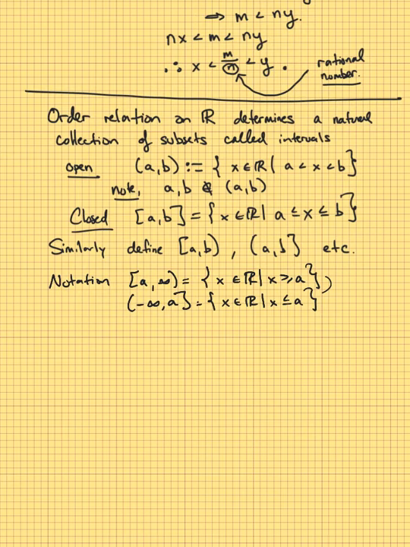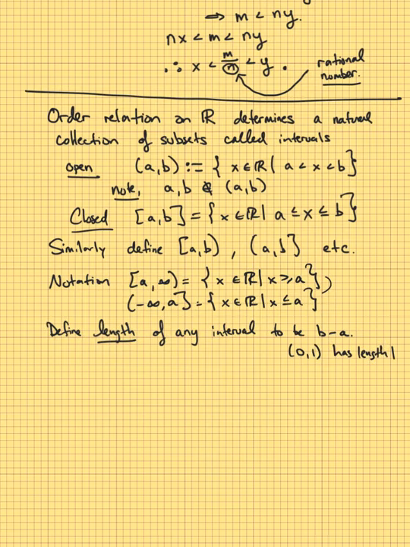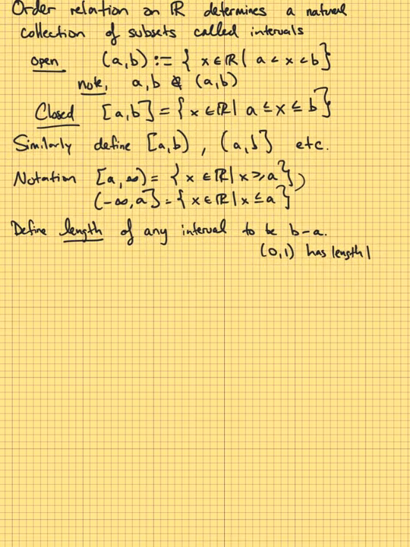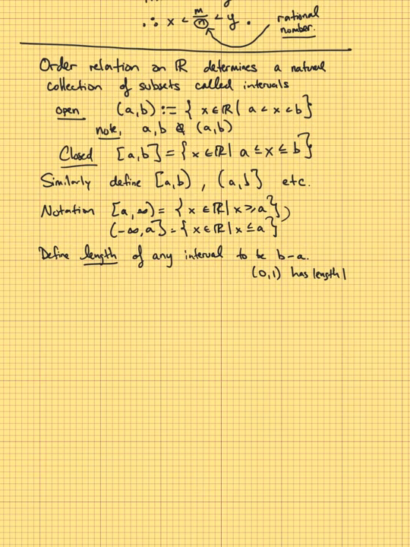So we define the length of any interval, whether it's closed or open, doesn't matter, or half open, to be just b minus a. So the open interval (0, 1) has length 1 for us. Maybe I'll do some test examples for you, to see if you're following along.